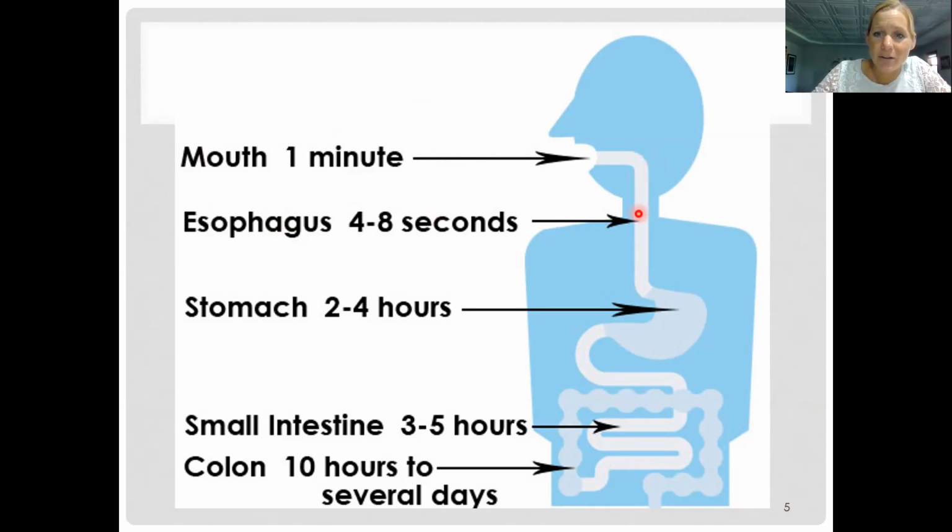Then it'll travel through the esophagus, and again, 4 to 8 seconds here. Then in the stomach, it'll spend 2 to 4 hours. The length of time spent in the stomach depends on the composition of that food. If it's high in proteins and fats, then it might spend closer to 4 hours. If it's primarily simple sugars, something like Skittles or Pop-Tart, then maybe closer to just the 2-hour mark. Next, we'll move into the small intestines, where it can spend 3 to 5 hours, and then in the large intestines or the colon for 10 hours up to several days before it's eventually eliminated.